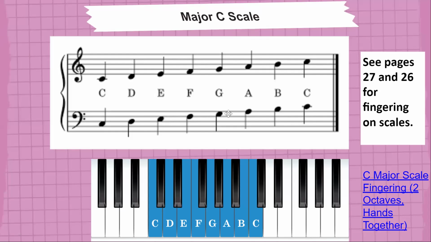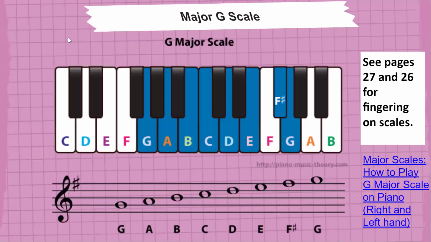But this week I want to add the next scale, which is the G major scale. And this one has one sharp, one black note that is played. That is F sharp on the piano. So you start on G this time. Playing up: G, A, B, C, D, E, F sharp. You skip F, you don't play F, then G. And then you can play another octave or you can play back down.